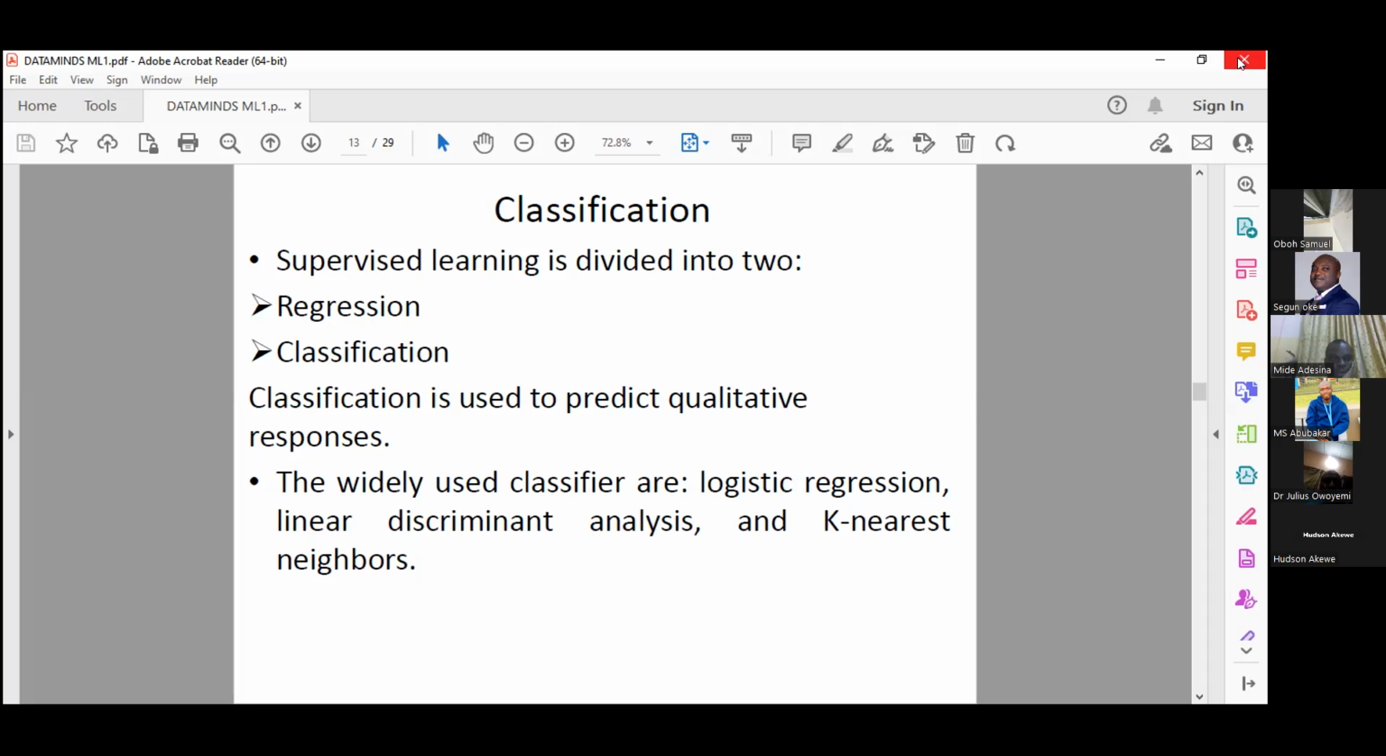Any other question before we move on? Are we saying, Dr. Adeshina, that the best way to test for cross-validation is between k-fold and leave one out? Yes. It has been proven to be more reliable. Okay, over to you, sir.